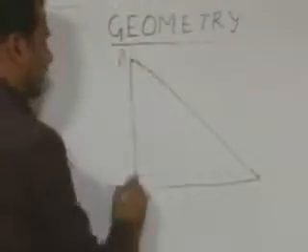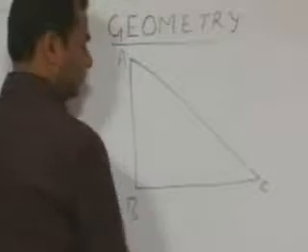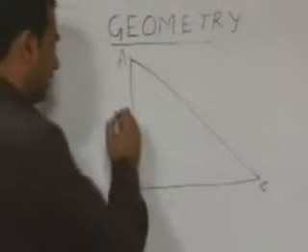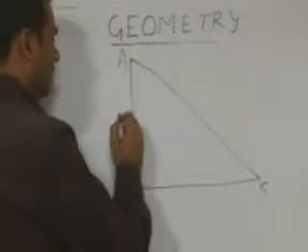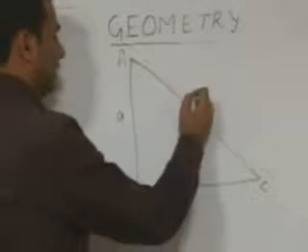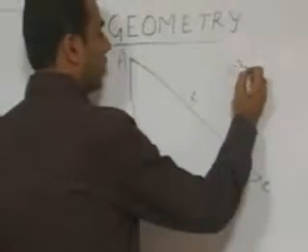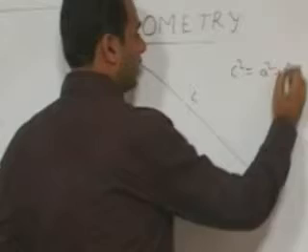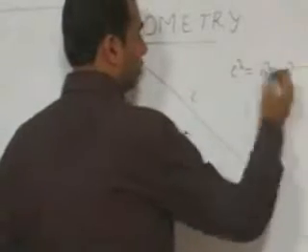Let's say this is a right angle triangle ABC. This is A, B and C. The first thing we all know is that C square is equal to A square plus B square, which is known as the Pythagoras theorem.